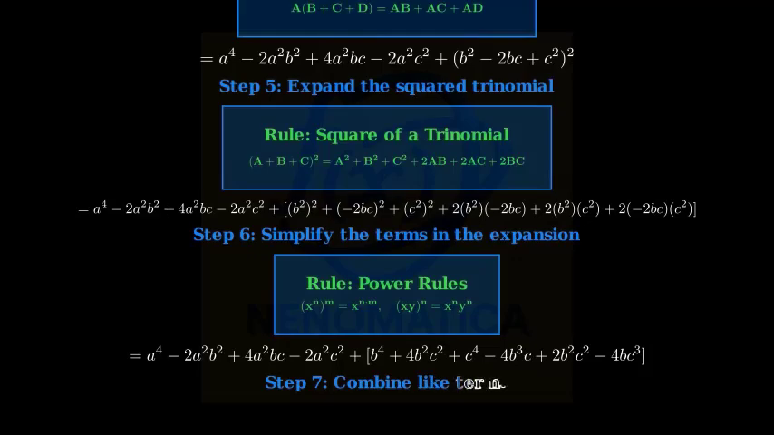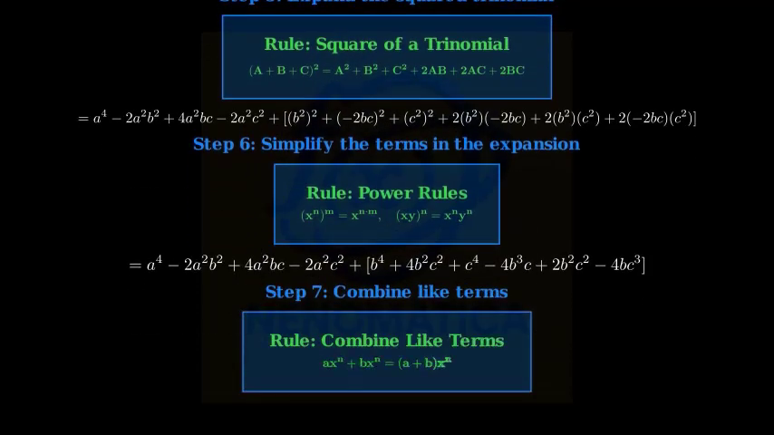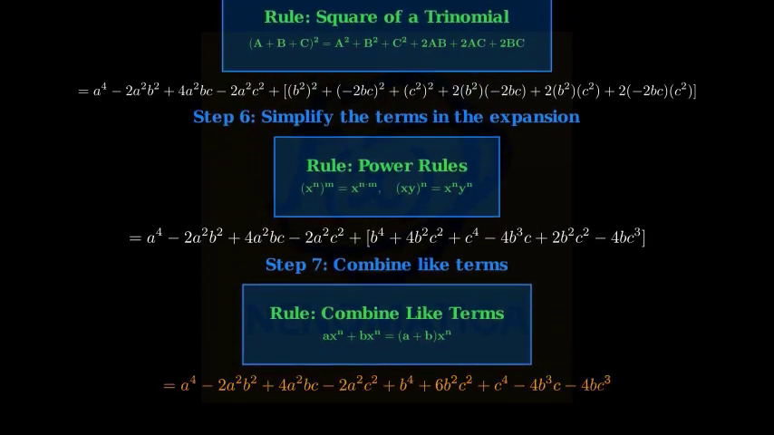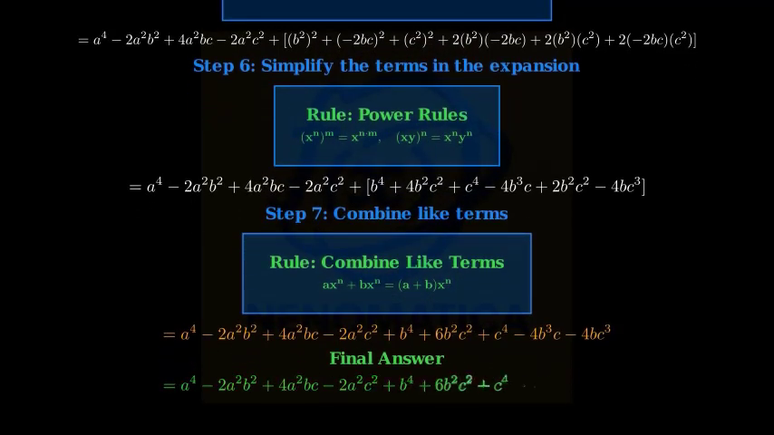Finally, in step 7, we'll remove the brackets and combine like terms. Notice that we have 4b squared c squared and 2b squared c squared, which combine to give us 6b squared c squared. So our final expanded expression is a to the fourth power, minus 2a squared b squared, plus 4a squared bc, minus 2a squared c squared, plus b to the fourth power, plus 6b squared c squared, plus c to the fourth power, minus 4b cubed c, minus 4bc cubed. This is our complete expansion of the original expression.